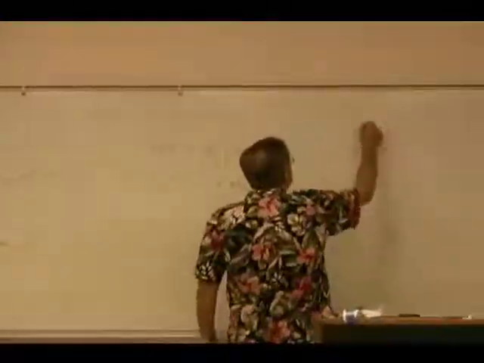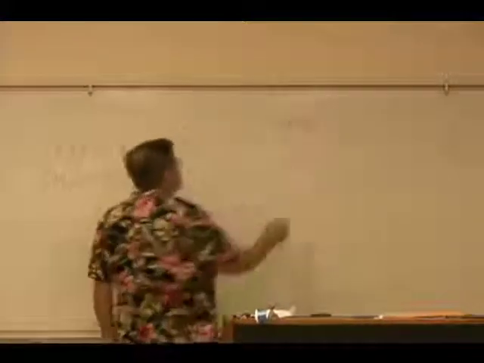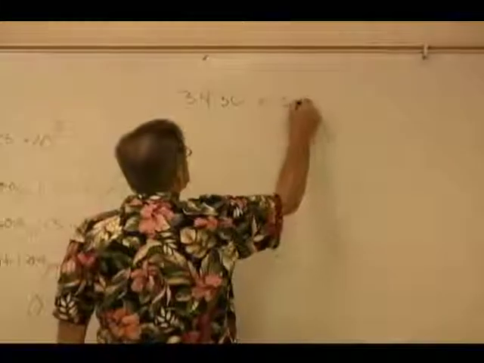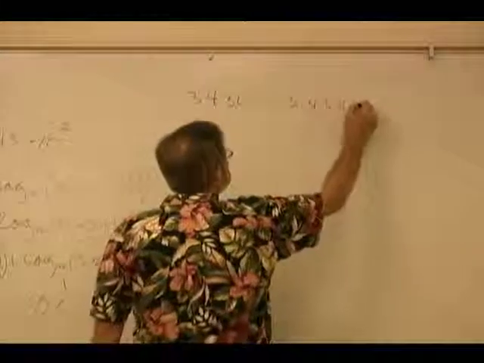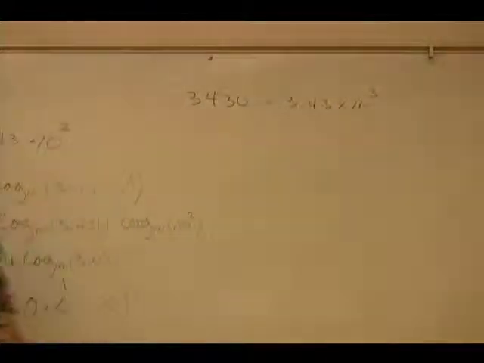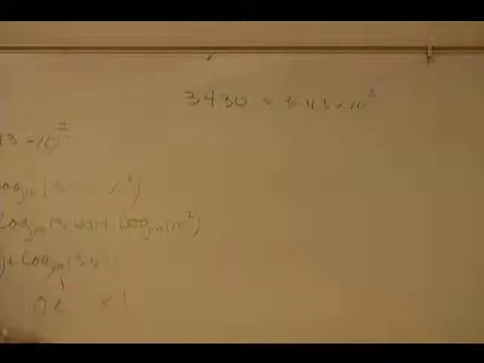So, what about the log of 3,430? Then you take 3,430 and write it as 3.43 times 10 cubed, right? And the log of 3,430 is 3 plus log to the base 10 of 3.43. And so each time you add 1, you're just multiplying by a factor of 10.